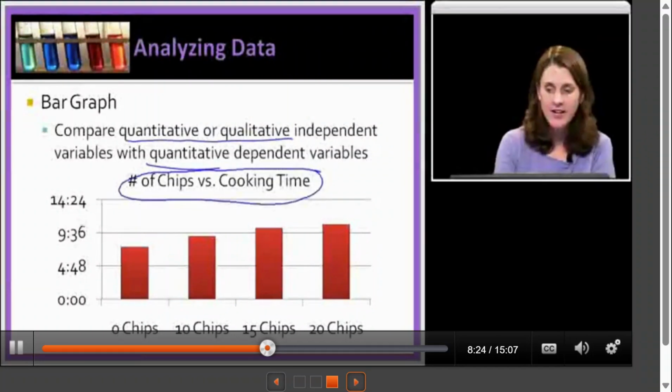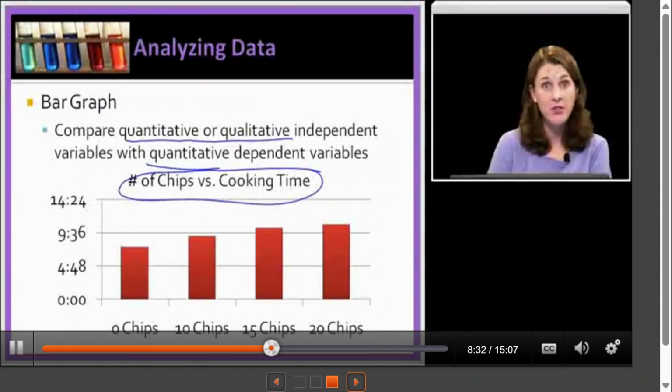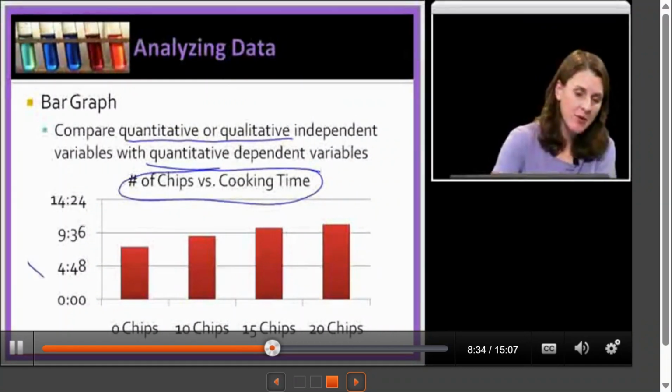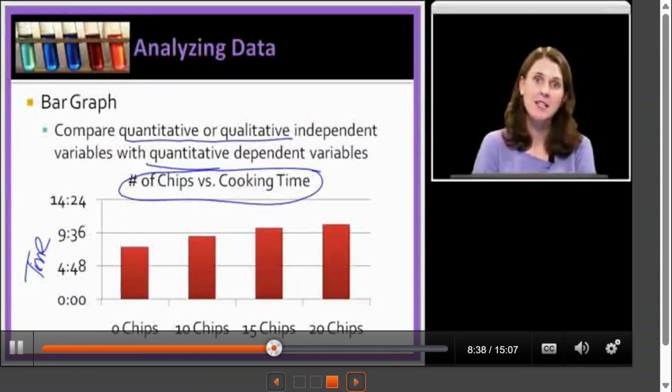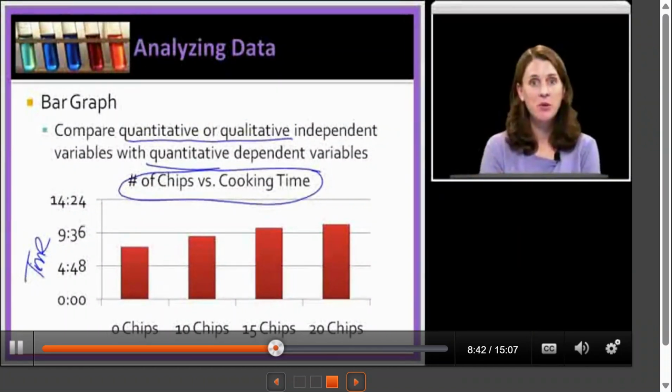Again, we have a title at the top. We have our number of chips on our x-axis as our independent variable. It's already labeled here. Each bar is labeled with the number of chips. And then remember, we have our time, and our y-axis looks like this. The time is actually in minutes and seconds, so it's a little more specific. But again, if you were to put this in your lab report, everything is labeled and clear for somebody to analyze and interpret.